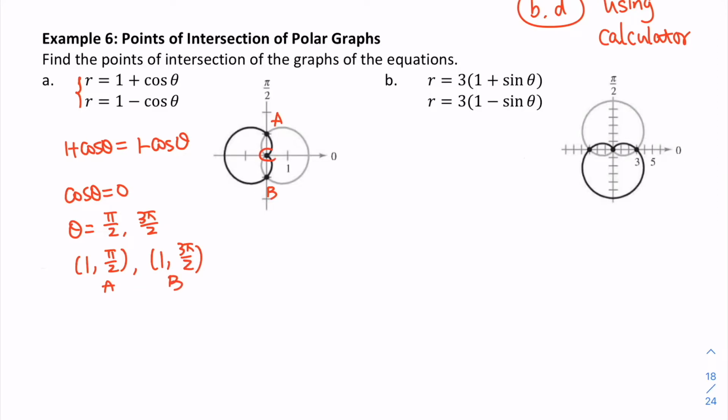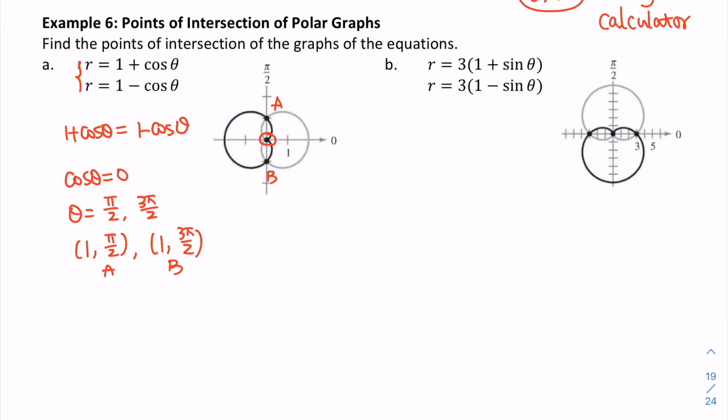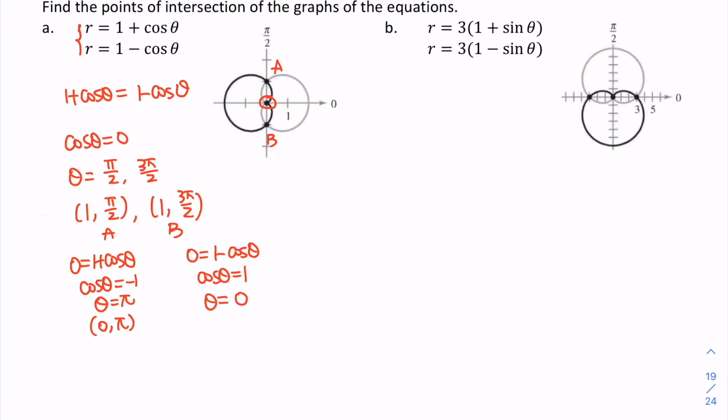However, we have another intersection at r equals 0. If we set r1 equals 0, cosine theta equals negative 1, so theta equals pi. So this is (0, pi). And if we set r2 equals 0, cosine theta equals 1. This gives us theta equals 0. So this point will be theta equals 0 and r equals 0. Both of these points describe the same point, (0, 0), in the rectangular system. And this is in polar. So this is our theta here.